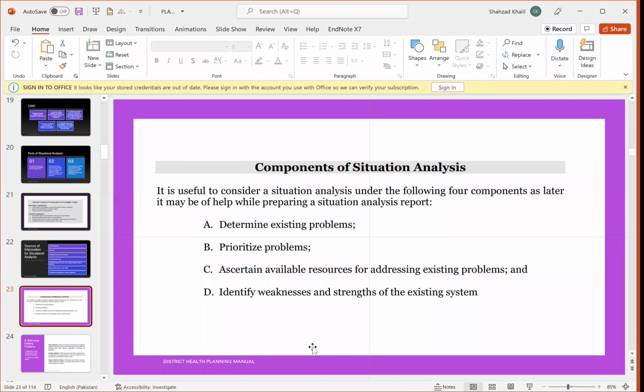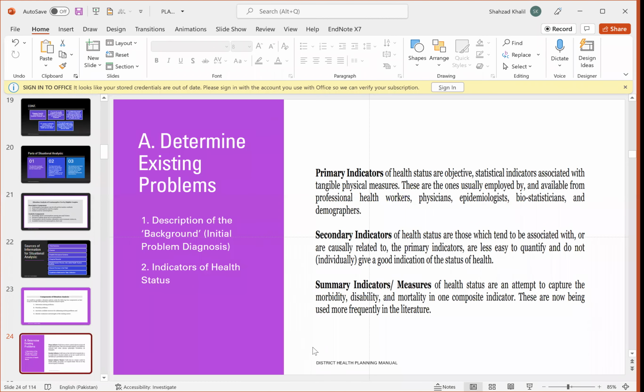Components of the situational analysis. It is useful to consider a situational analysis under the following 4 components, as later it may be helped by preparing a situational analysis report. A, determine existing problem, then prioritize problem, ascertain available resources for addressing existing problem, and identify weaknesses and strengths of the existing system. So first is determine existing problem: description of the background of the initial problem and the indicators of the health status.